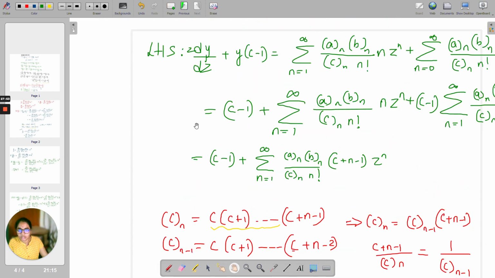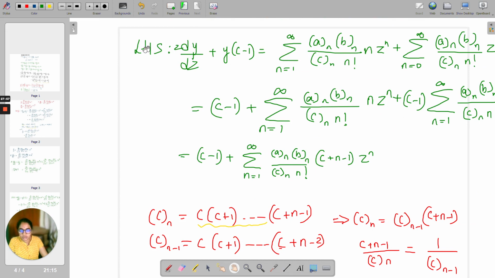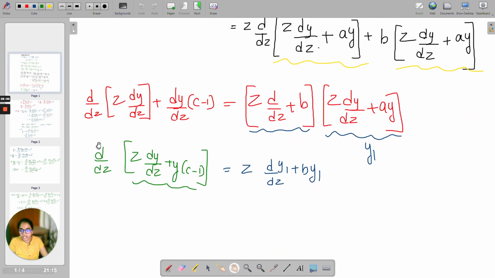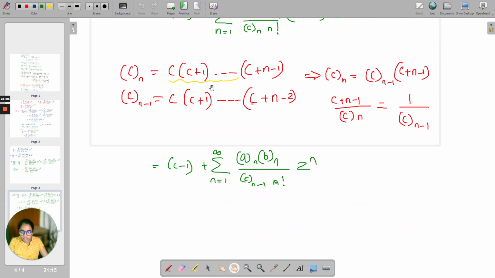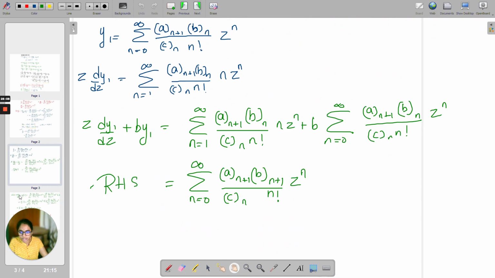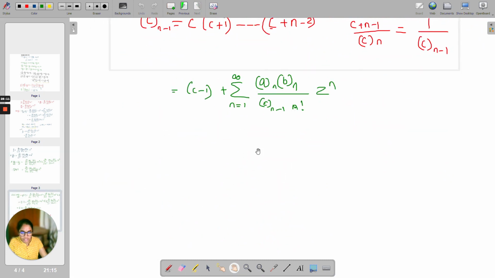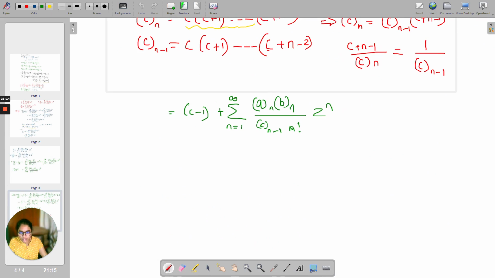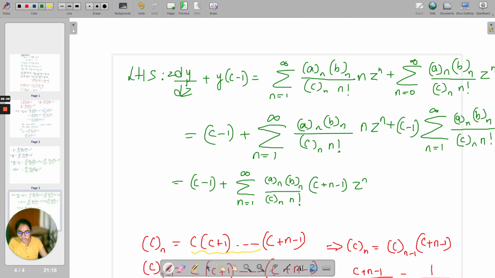Now this was z dy by dz plus y into c minus 1. So now we'd have to differentiate it again. That was the LHS, so when we differentiate, we'd have to get the RHS part. Now let me differentiate this. For the time being, let me denote this as P, for example. What would dP by dz be?